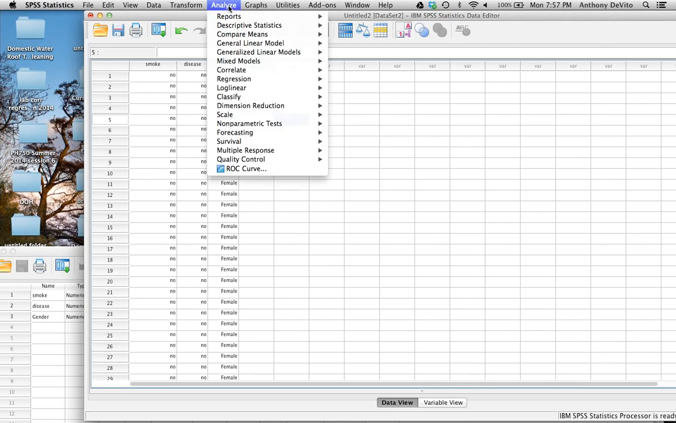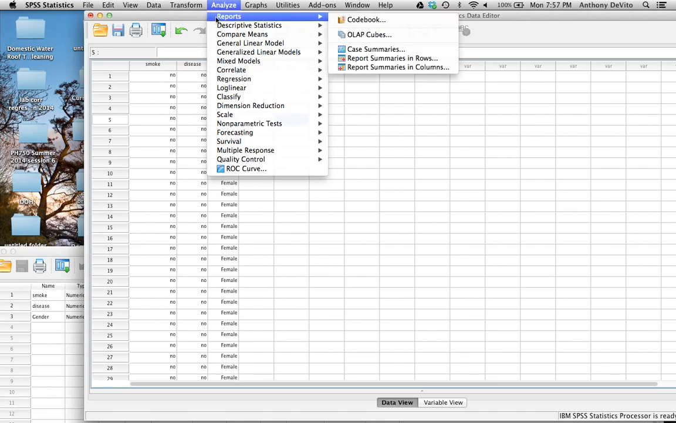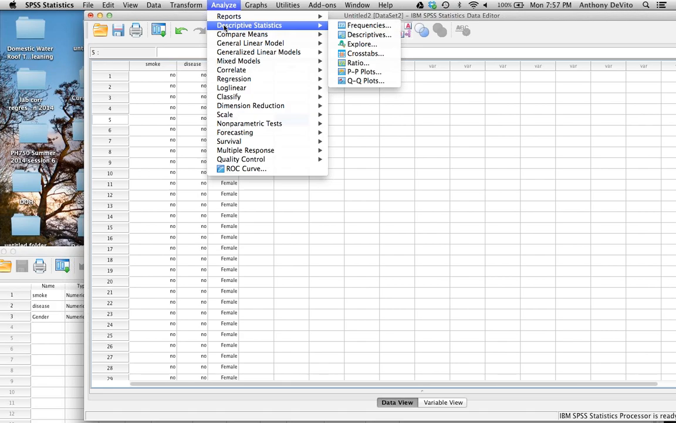So I'm going to go up to Analyze. Since it's categorical data and there's an exposure and an outcome, I'm going to organize this into a contingency table, just as we were doing now. I'm going to click down here and go to descriptive statistics, and I notice there's something called crosstabs. Crosstabs is another way of saying contingency table, cross-tabulation. So I'm going to click on that.